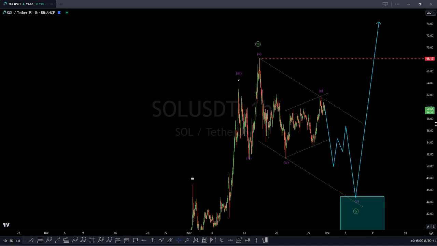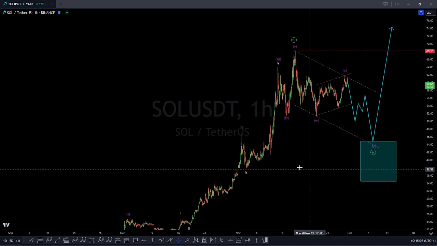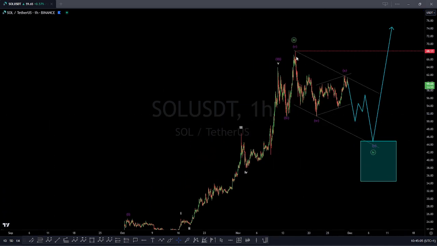But it would be nice if this can play out, this structure here. Now it has made this 3-wave move, of which I'm looking at this to be a 3-wave move, your W here.